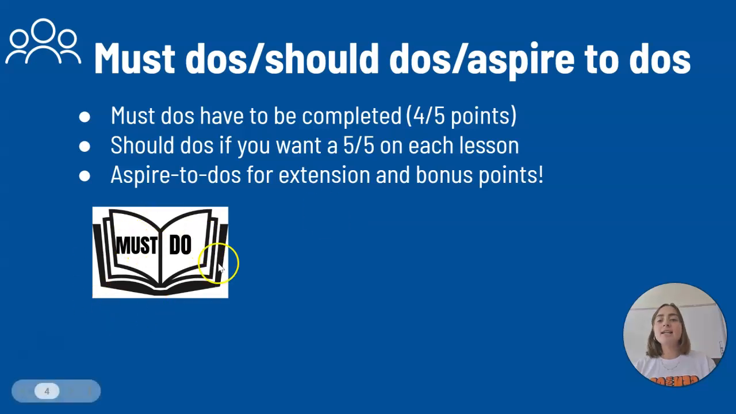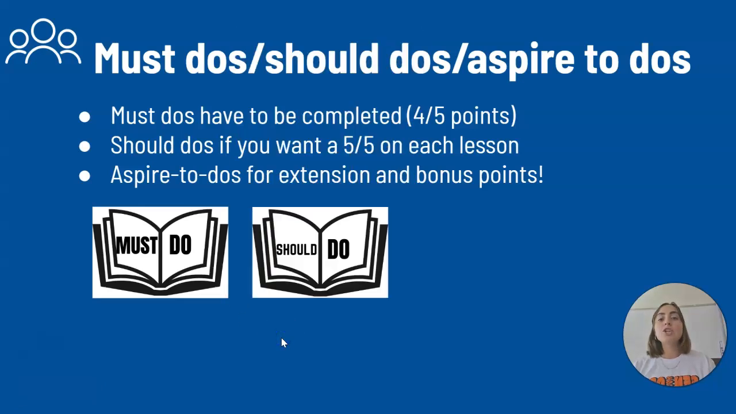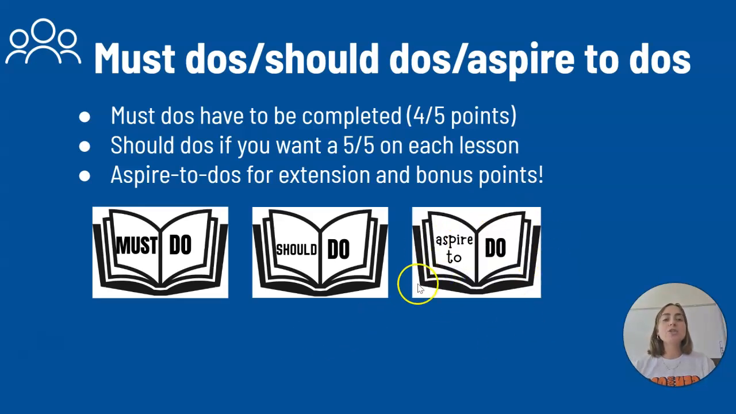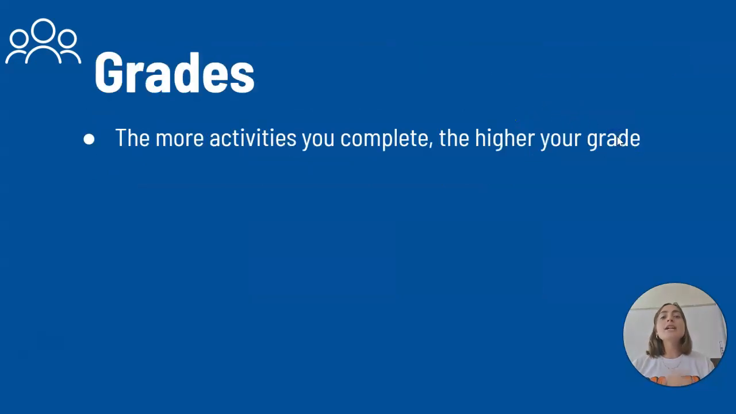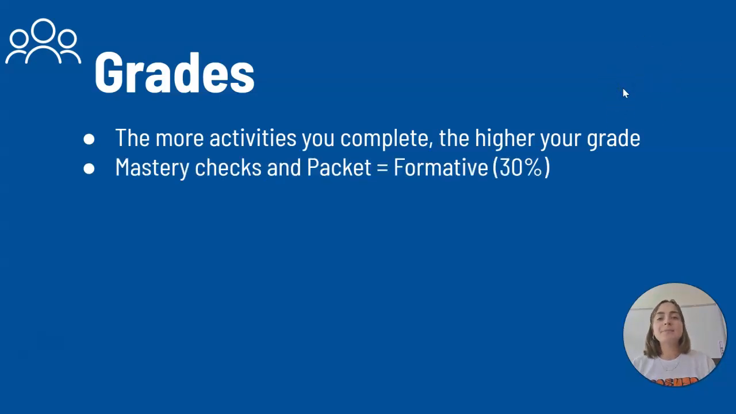You'll see these signs in your packet. So if it says must do, you have to do that in order to take your mastery check. If you see should do, I would encourage everyone to do the should do's. And then aspire to do's is kind of that extra bonus material. The more activities you complete, the higher your grade is going to be in English 10.